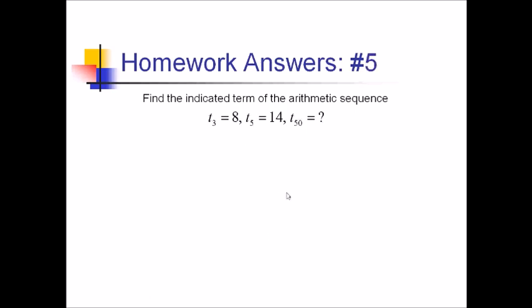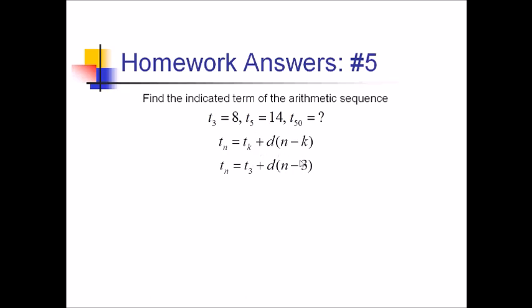For number 5, they're giving us the third and fifth terms, and they want to know the 50th term of this arithmetic sequence. Because they're not giving me the first term, I'm going to use my Tn equals Tk plus D times n minus k formula, where k is any index that they actually did give you. For this problem, I could have picked 3 or 5 for k. I'm going to go with 3 just because. So I'm going to rewrite this as T3 plus D times n minus 3.